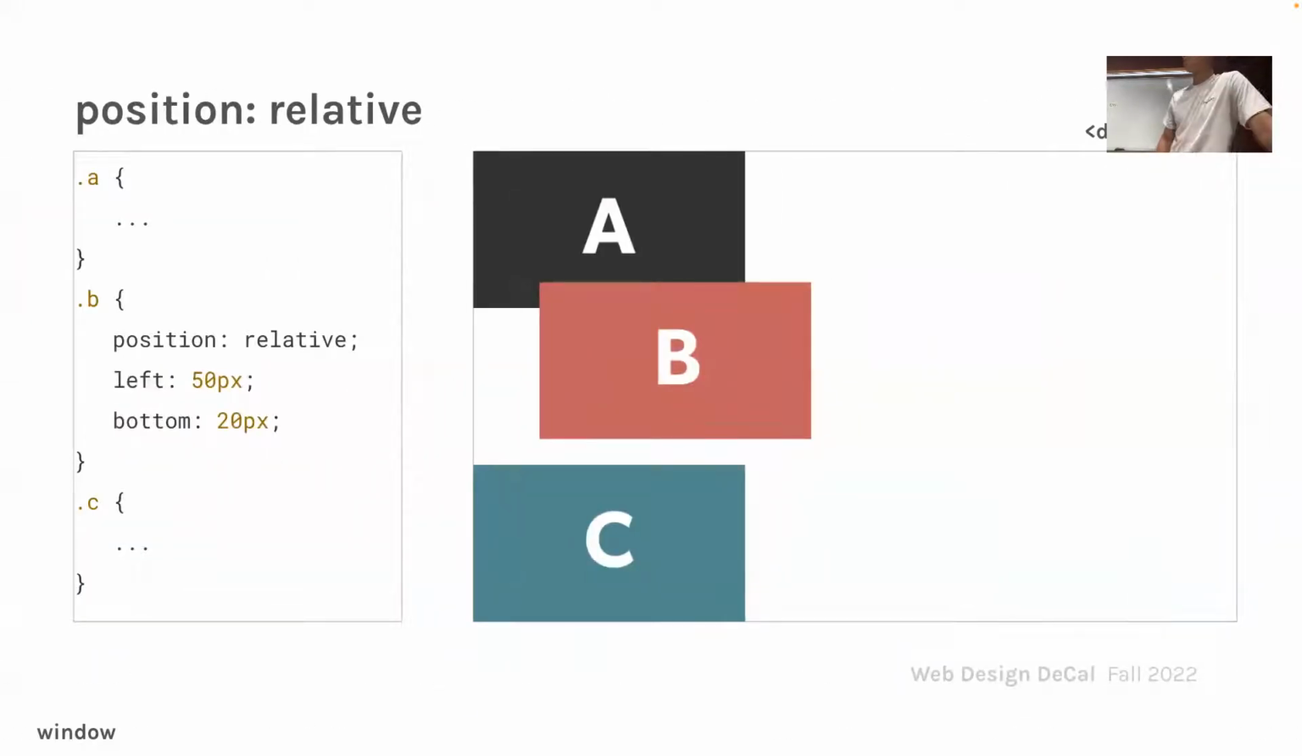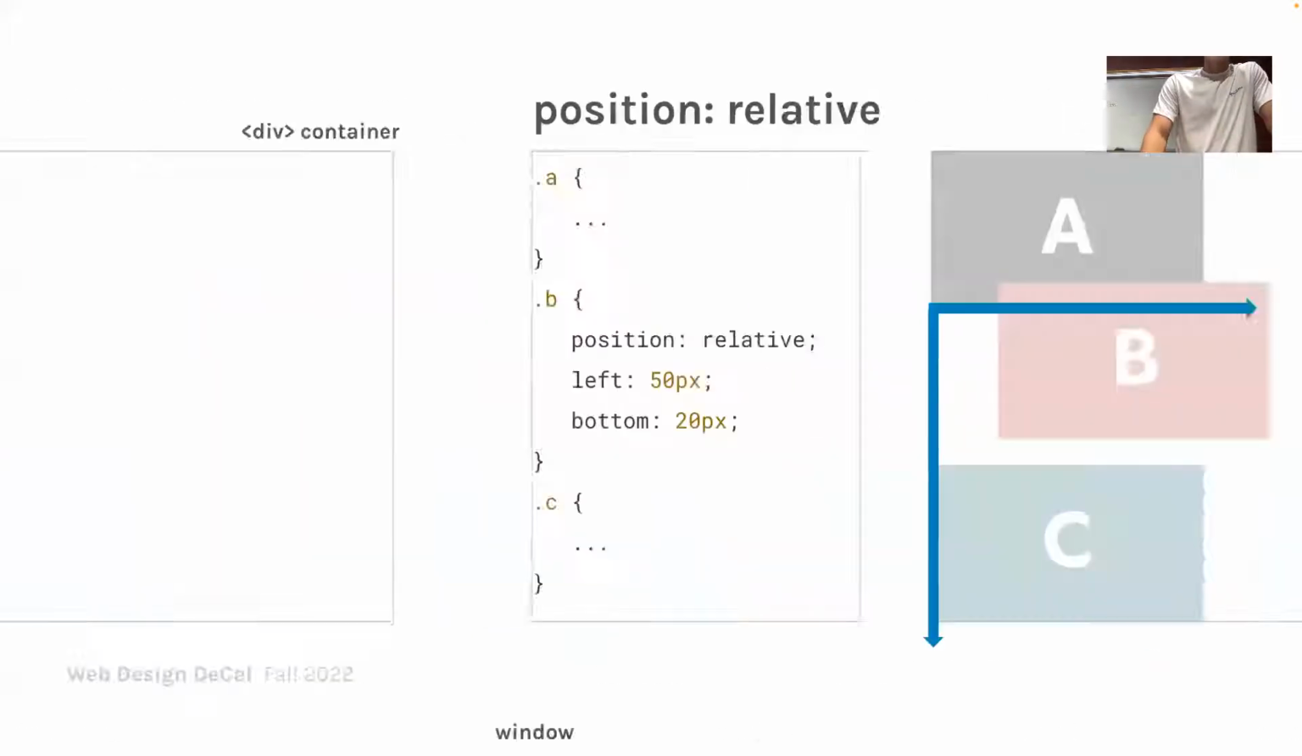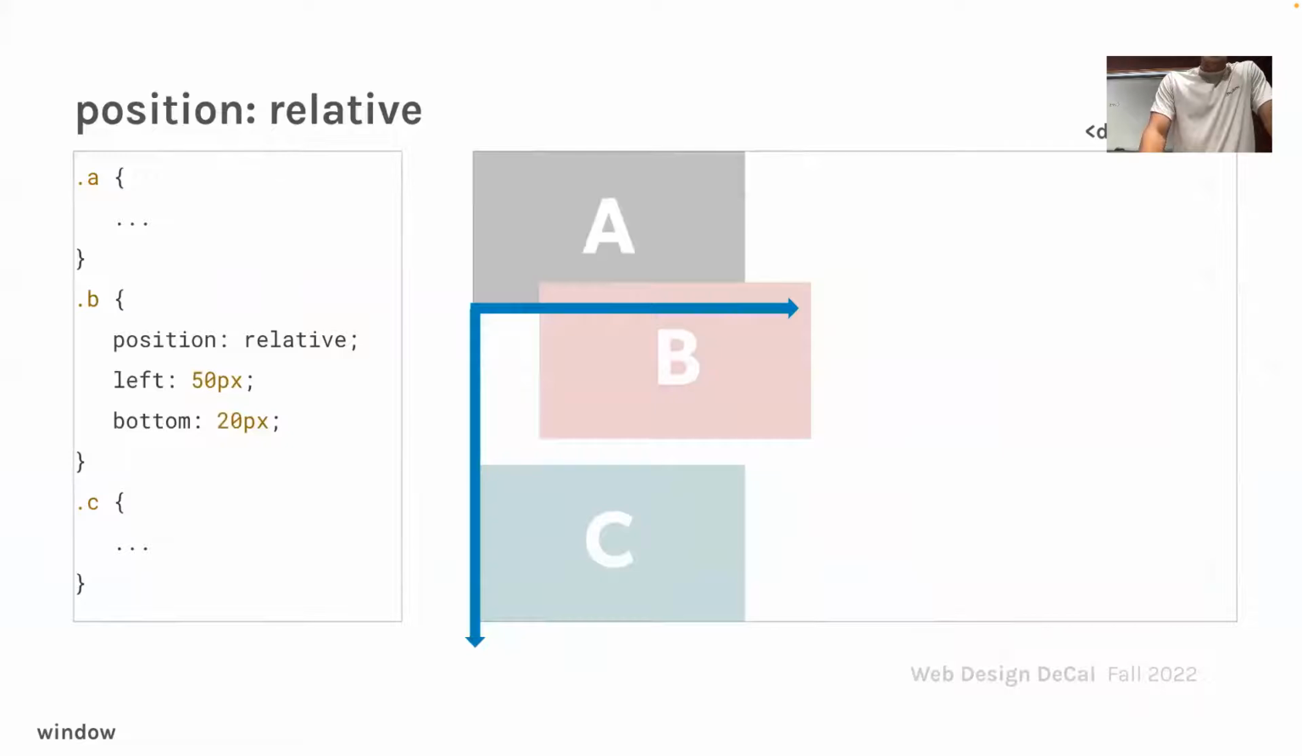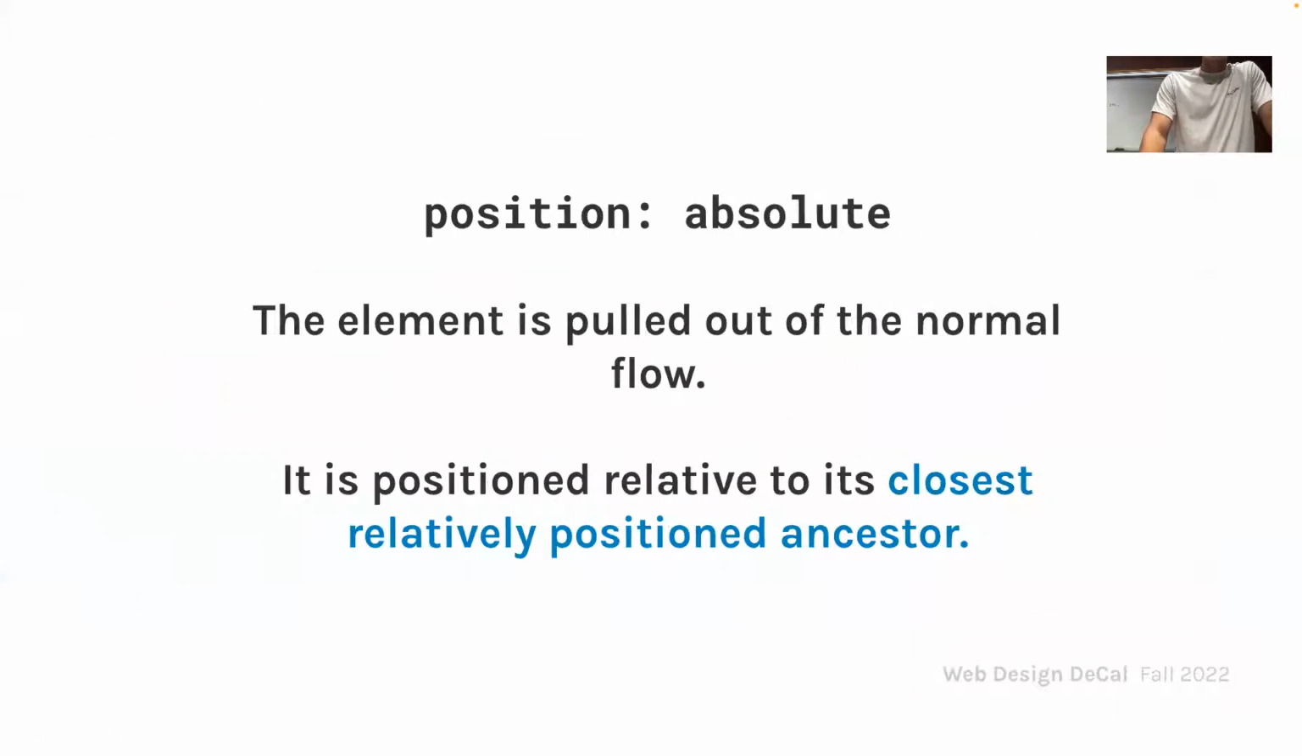Yeah, so this is another example of what we might want to do. It doesn't look very good, but if we have position relative, we add like 50 pixels on the left and we want to say put B slightly above, then we can do bottom 20 pixels to increase the offset by 20 from the bottom. Yeah, this is pretty much the same thing. Do you guys have any questions so far about relative positioning?